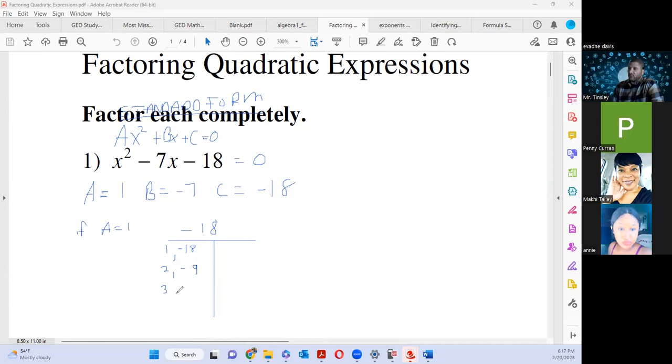3 times what to give you -18? 6. -6. 4 does not go into 18. 5 doesn't go into 18. 6 goes into 18, but we already did 6. Okay. So now we go on the other side and we're going to change the signs of the pairs on the first side. So instead of 1 and -18, what are we going to have on the second side?